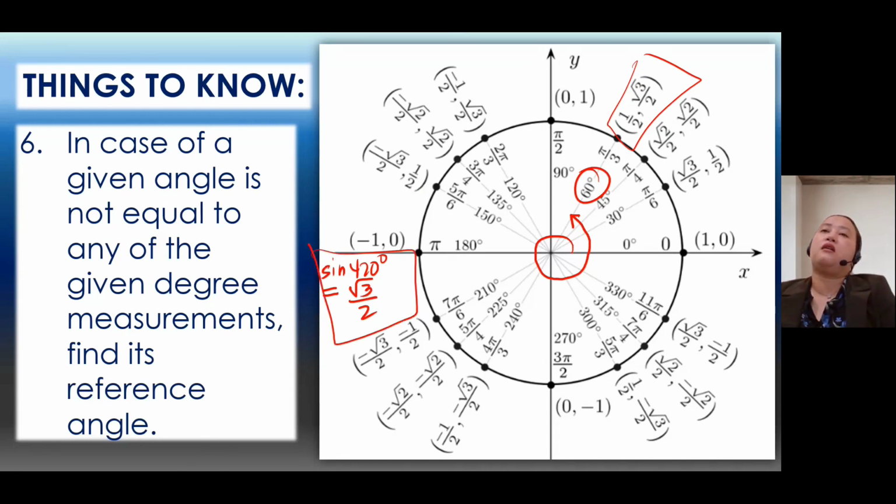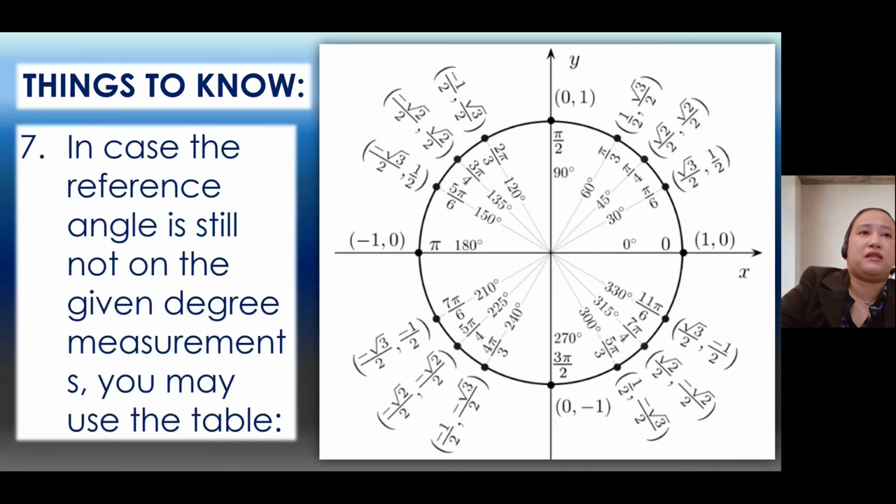But then in the unit circle, square root of 3 over 2 is actually here on 60, which is the reference angle of the 420. Why is it that 60 is the reference angle? Remember, because this is the terminal side, then this is the horizontal axis, the acute angle between the terminal side and the horizontal axis.